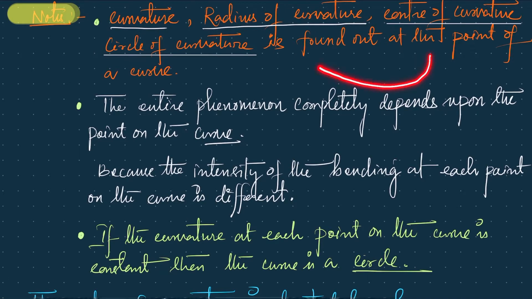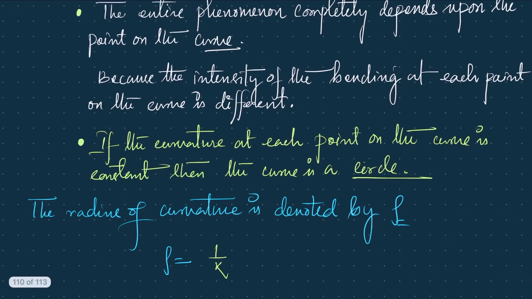Depending on this curve, the curvature at this point is different, and at this other point the curvature will be different. If throughout the curve the curvature is constant, then we are going to make a circle. That means the phenomenon will construct a circle, because at every point on a circle the curvature is the same, meaning constant. It won't change.